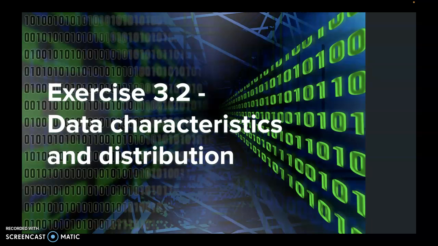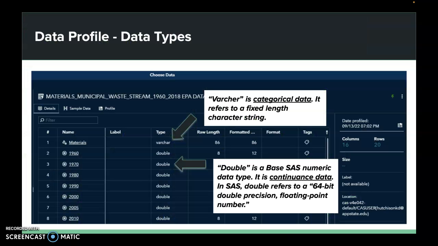So then the second part of Exercise 3 is basically looking at data characteristics and then the distribution of said data. For this data profile and data types, we inputted our data into SAS Viya and ran it through. As you can see, varchar is categorical data, and it refers to a fixed length character string. And then double is a base SAS numeric data type. It is continuous data, and in SAS, double refers to a 64-bit double precision floating point number.